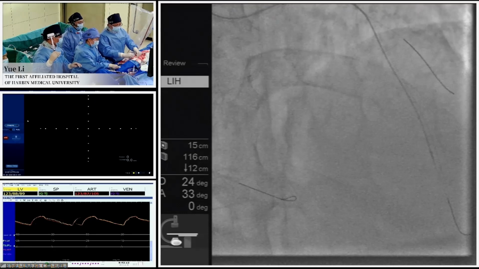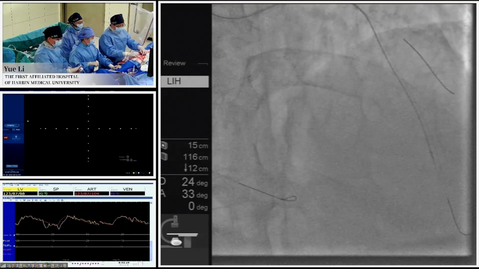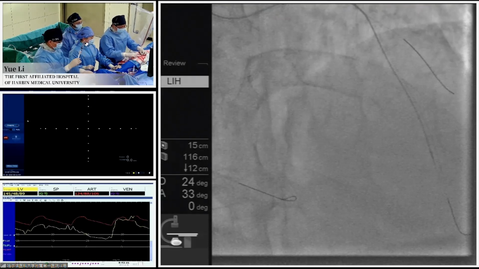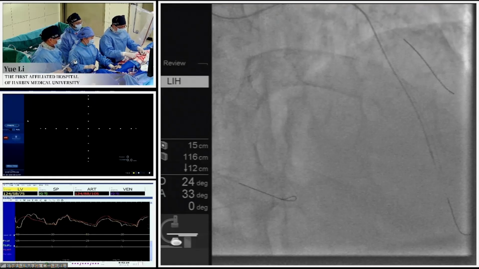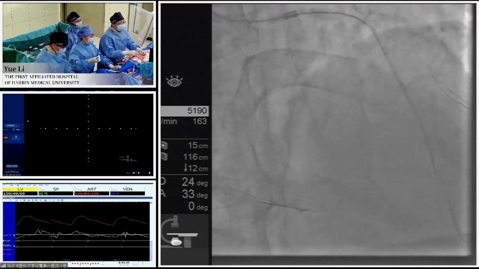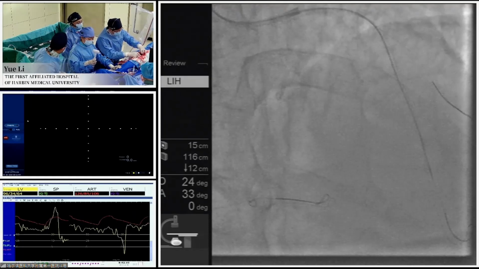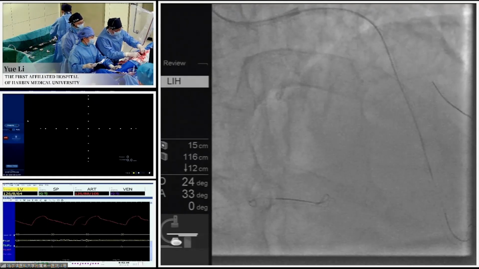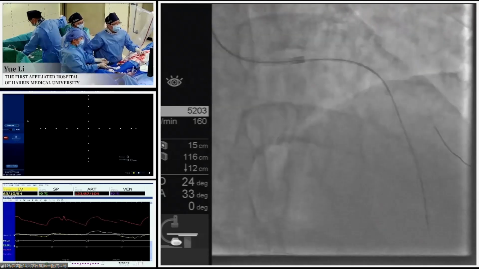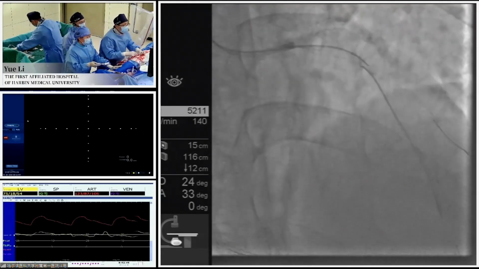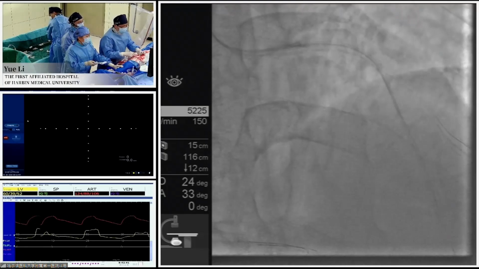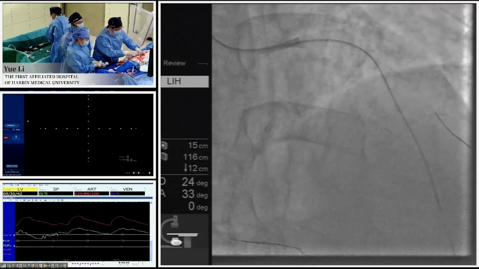Okay, I think for this case, we have already successfully recanalized the CTO lesion. In the next case, we'll show the audience another very interesting case: a patient with a very strange calcified ring at the ostium of the LAD and the circumflex. In that patient, Dr. Gong will show the audience how to use intelligent visualization.